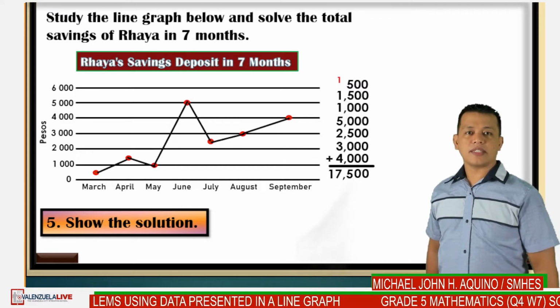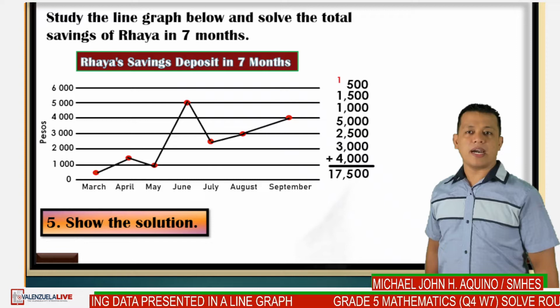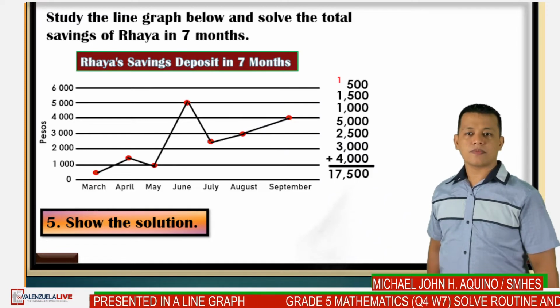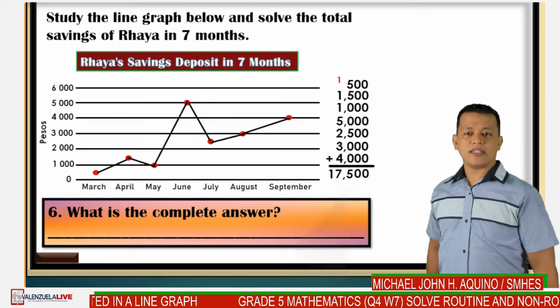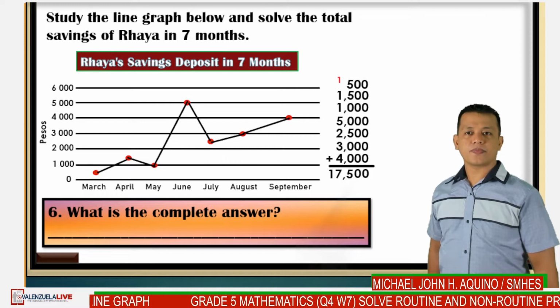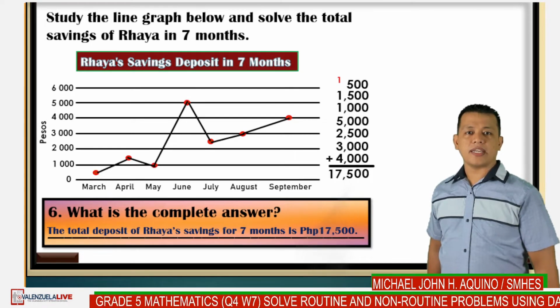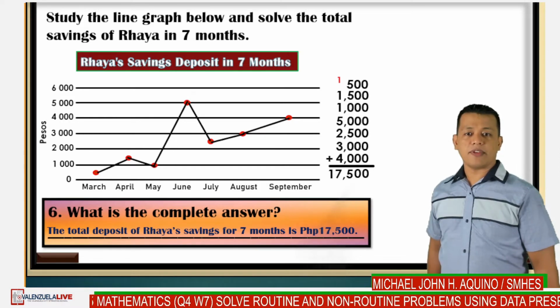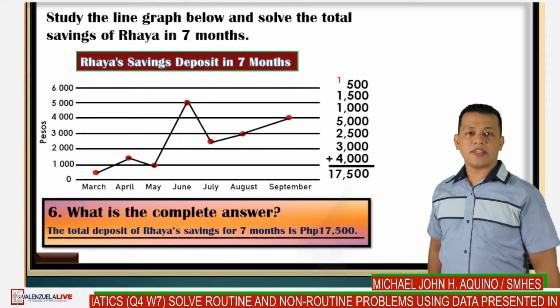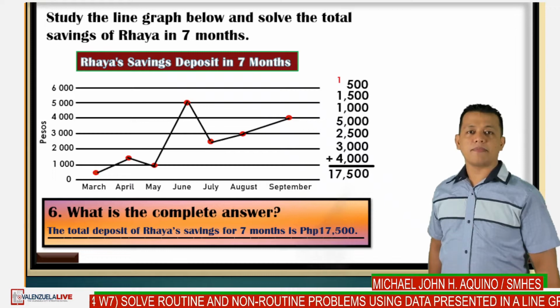The sum is 17,500. What is the complete answer? The total deposit of Raya's savings for 7 months is 17,500 pesos.